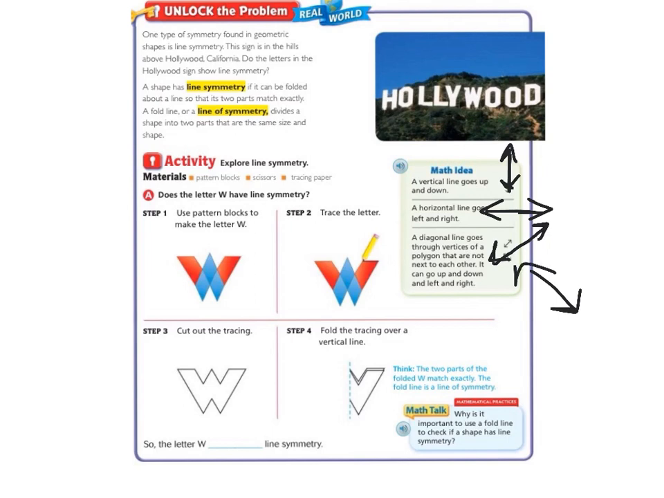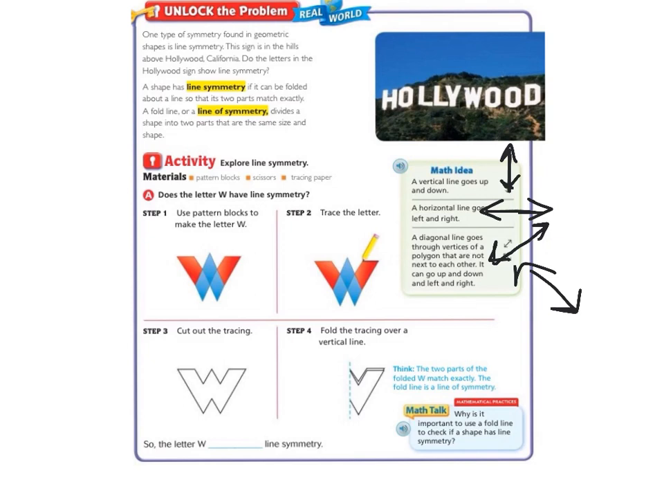Okay, the activity asks us to explore line symmetry of the letter W. In steps 1 and 2, it uses pattern blocks to make and trace the letter W. Put a star next to step 3, where we will be starting. Step 3 says to cut out the tracing. Well, they show us the W right here already cut out.